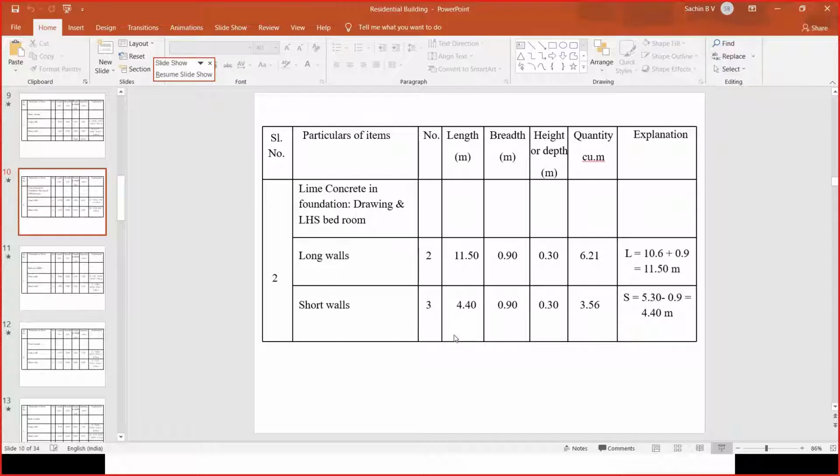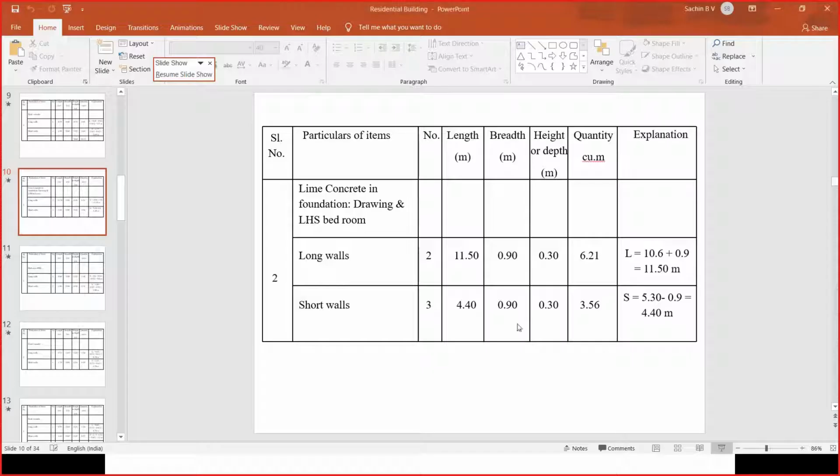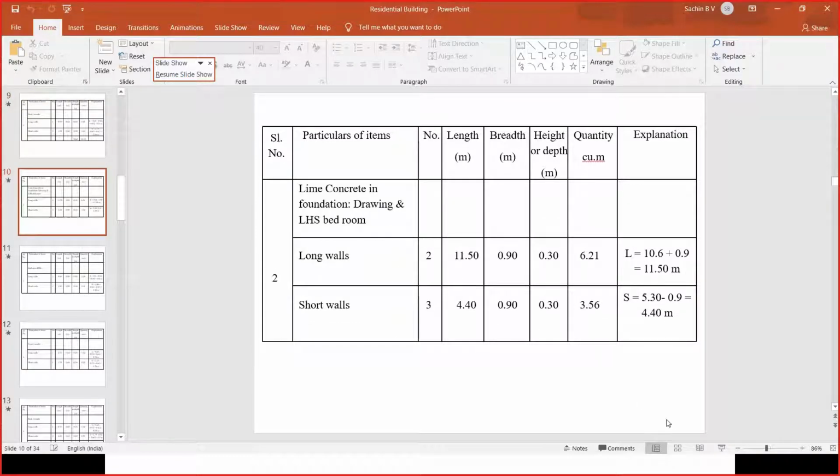Let us continue our session on the quantity estimation. Here I have the AutoCAD plan. We have done the calculations for the quantities of earthwork in excavation, and we have also got the total value of 64.23 meter cube, which is the amount of excavation to be made.